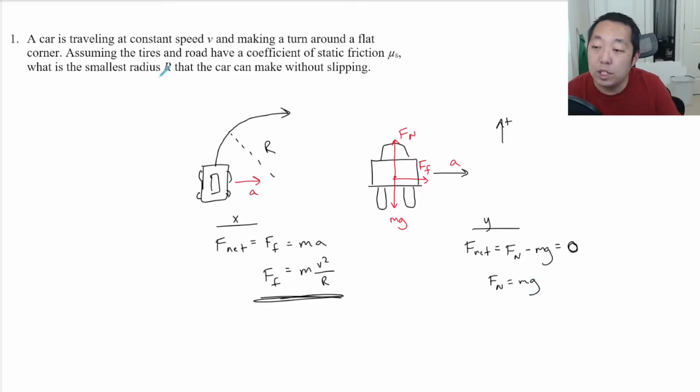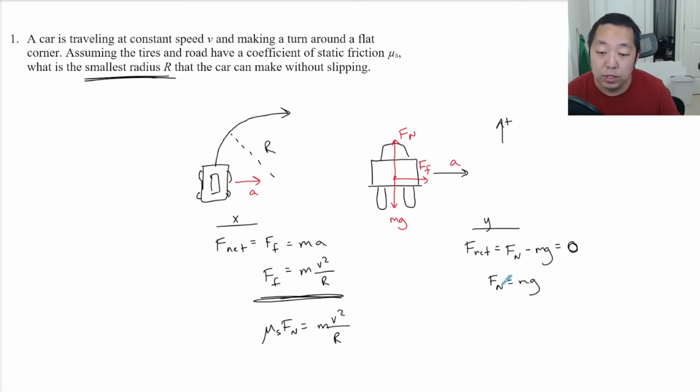Now if we're talking about the smallest radius r, we're talking about the largest that the force of friction can be, right? Because the smaller r is, the bigger the force of friction has to be. That's why when making a very tight turn in a car, you have to go slower, or it requires more friction to make that turn. So in this case, the maximum the force of friction can be is μs times the normal force. That's the maximum static friction we can have, right? So that will give us the smallest r.